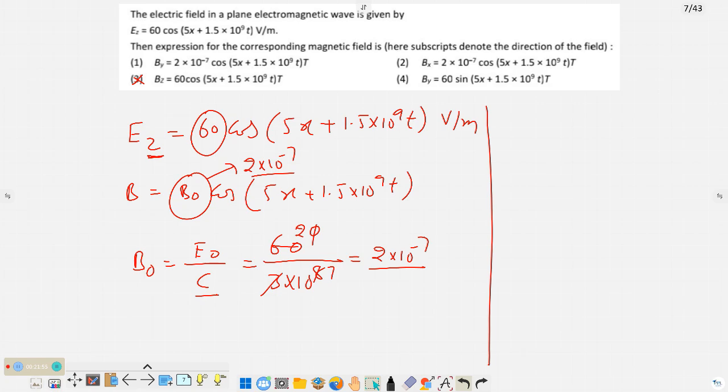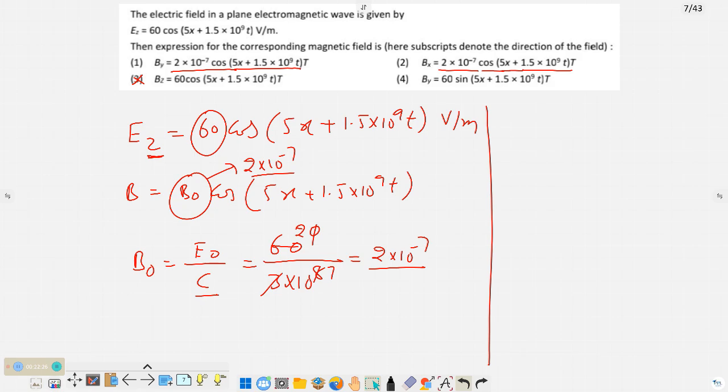So what equation are you going to get? That is By equal to, the first option, 2 into 10 power minus 7 cos 5x plus 1.5 into 10 power 9 Tesla. The second option is given as 2 into 10 power minus 7 cos 5x plus 1.5 into 10 power 9 Tesla, but in y and x. So which direction is it going? To understand this, both may be correct options.